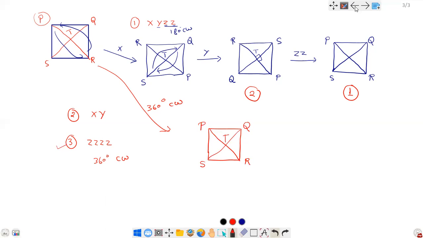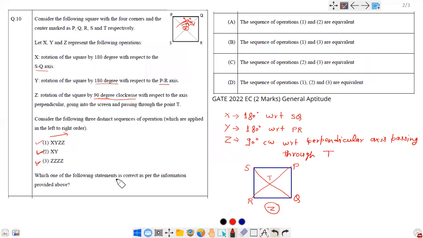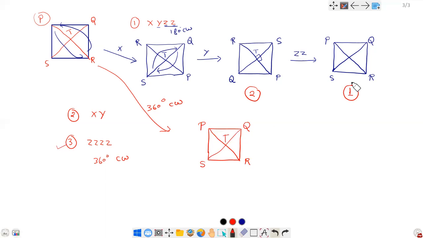Now, in the question they are asking, which one of the following statements is correct as per the information provided above? So first, statement A: the sequences of operation 1 and 2 are equivalent. So 1 and 2 are not equivalent, because after performing sequence 1 we got this structure, and after performing the second sequence we got this structure. They are not equal because this is PQRS, but here it starts from R: RSPQ. So these are not equivalent. So the statement in option A is wrong.